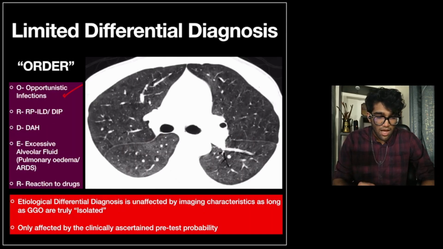Now the second is R. R stands for respiratory bronchiolitis related ILD. So this is RBILD, not RPILD. So respiratory bronchiolitis related ILD or desquamative interstitial pneumonia. These are both smoking related interstitial lung diseases, and we'll be getting into them later. Then D stands for diffuse alveolar hemorrhage. So DAH when mild can look like this. Then we have E, standing for excess alveolar fluid, or pulmonary edema or ARDS, and that could be either.